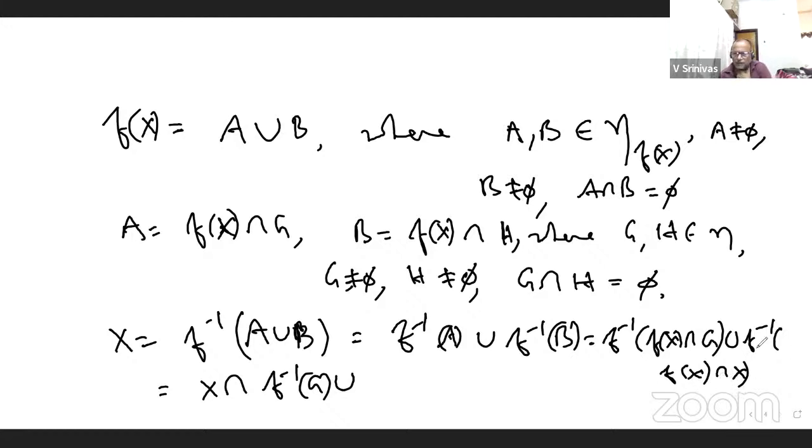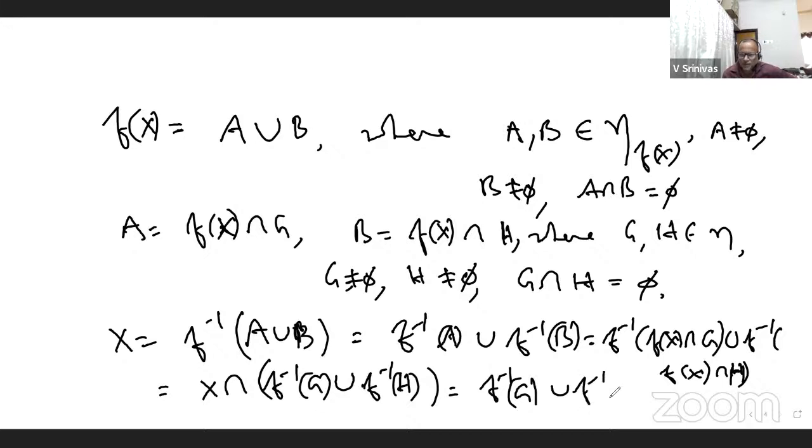Here it is, what? F inverse of F of x. This is H, I'm sorry. This must be H. So, in place of B, I'm taking F of x intersection H. So F inverse of this will be x intersection F inverse of H. It's a kind of De Morgan's law, a distributive law. This union will be coming here. Now, because x equals x intersection this, you can show that this is equal to F inverse G union F inverse H.